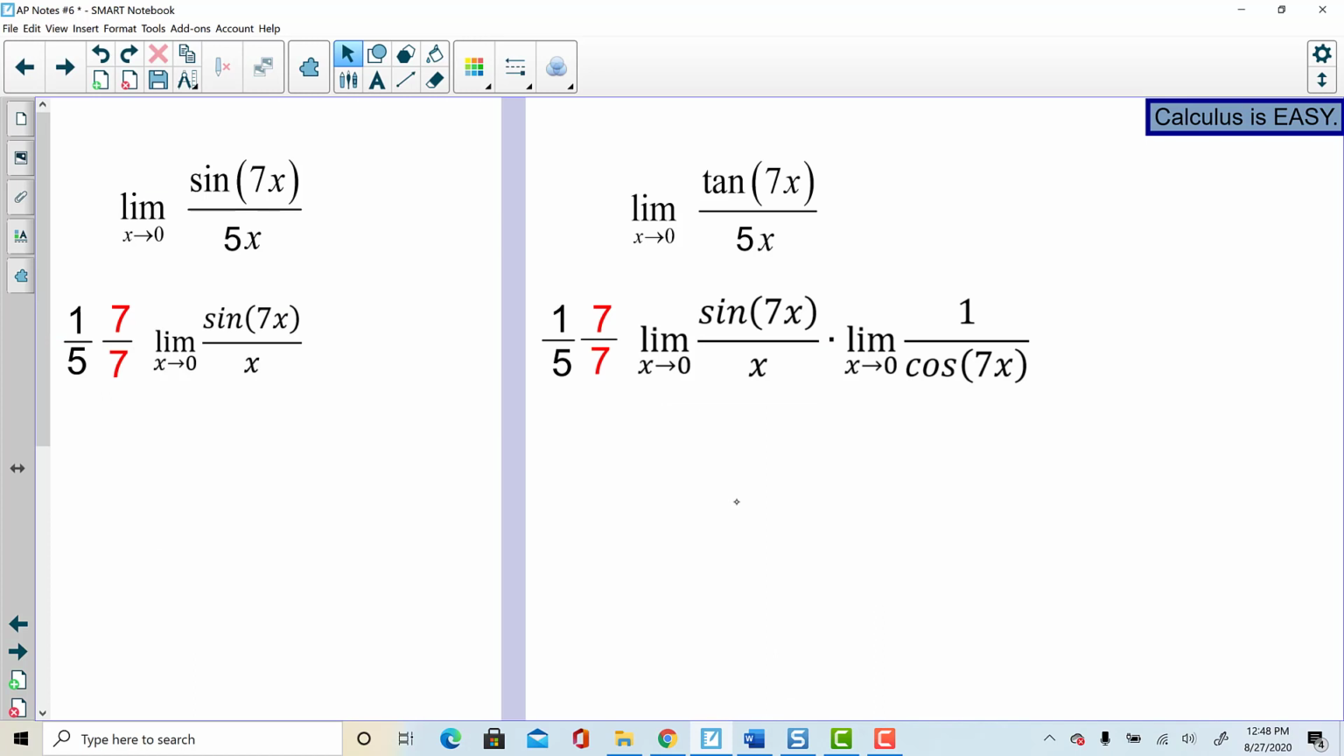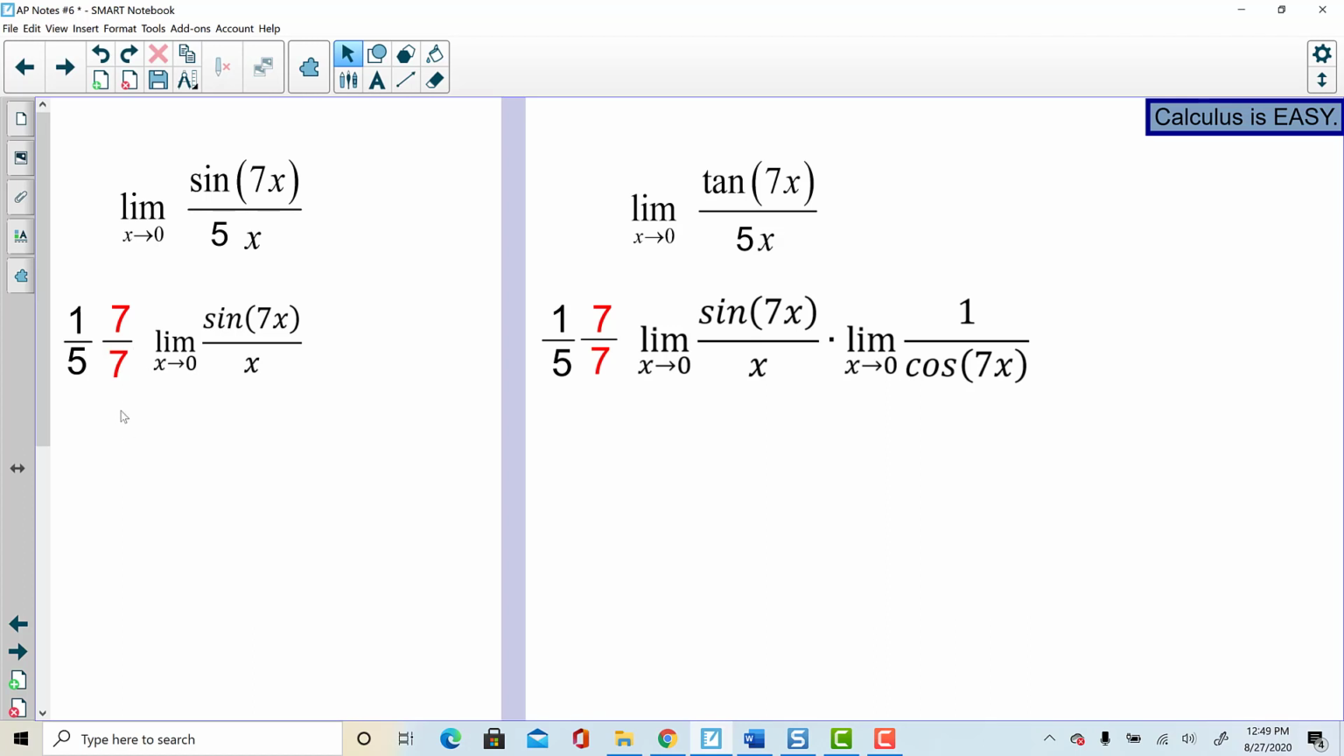Okay, on this next rule, we're not going to be able to take the 7 out. That's going to be stuck in there. So we just need to make sure that we have a 7x on the bottom. So what we're going to do is start by taking the 5 out. The 5 is going to come out, but it needs to be on the bottom. So you'll notice we move it to the bottom.